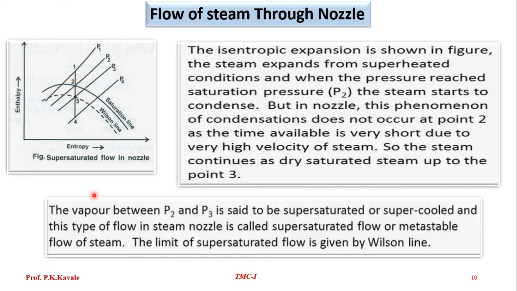The vapor between P2 and P3 is said to be supersaturated or supercooled, and this type of flow in steam nozzles is called supersaturated flow or metastable flow of steam. The limit of the supersaturated flow is given by Wilson's line. Normally it is 96 percent, or just below the saturation line, about 4 percent or 3 percent below.